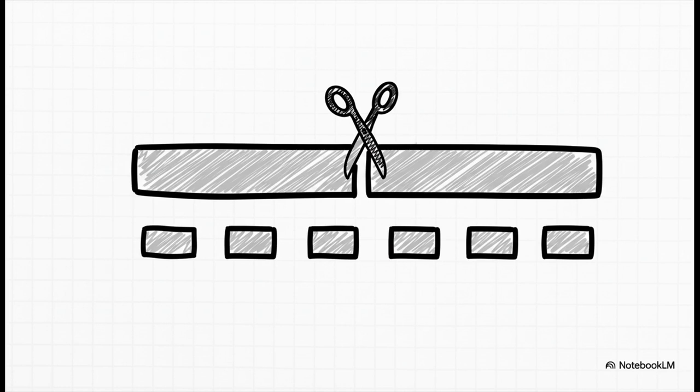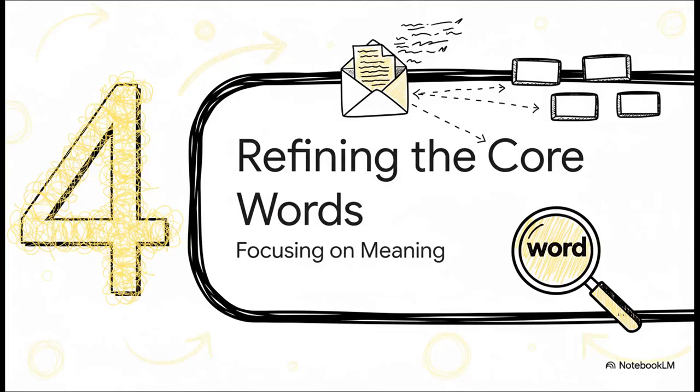We just chop up that clean text into its basic building blocks. First, we split it into sentences, and then we split each sentence into individual words, or tokens. So now we have a big, long list of words. But we're not quite done yet.